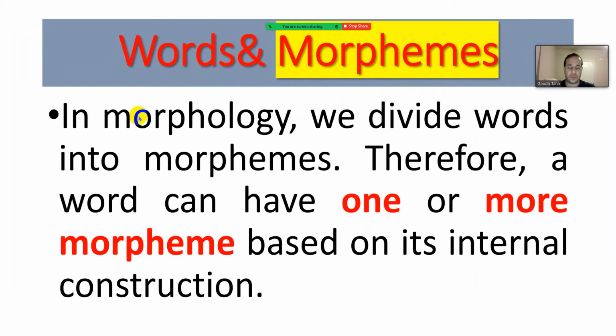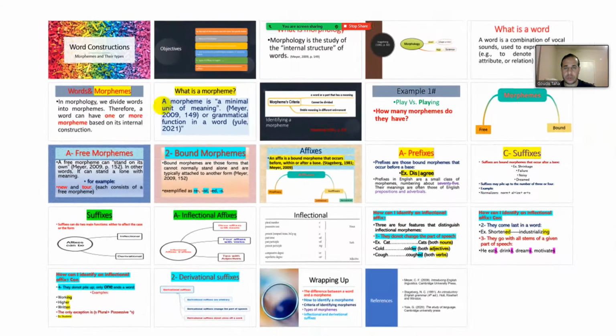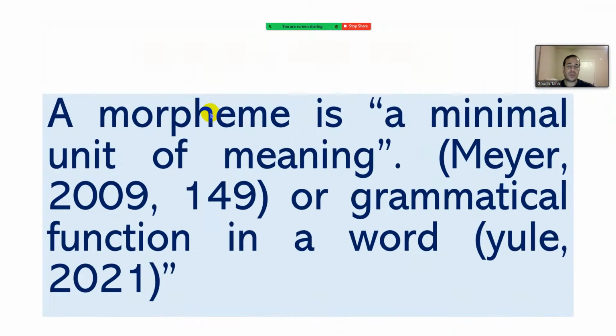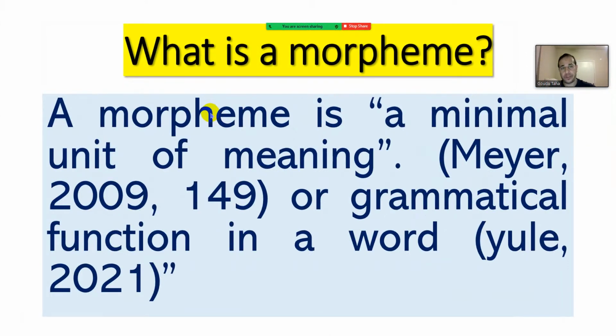So far we said we have two main parts. We have words and morphemes. So what are the differences between them? Or how can we find some connection between these two words? In morphology, we divide words into morphemes. So we could say that words are superordinate while morphemes are subordinate. A word is an umbrella term that includes one or more morphemes coming together to form this word. So we need to know what is a morpheme.